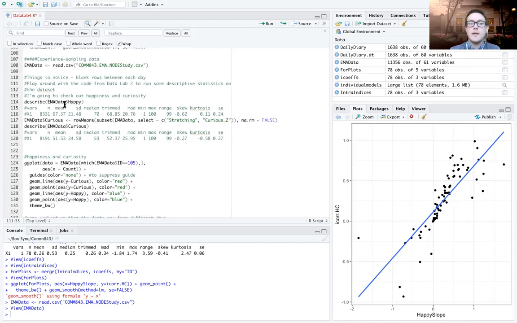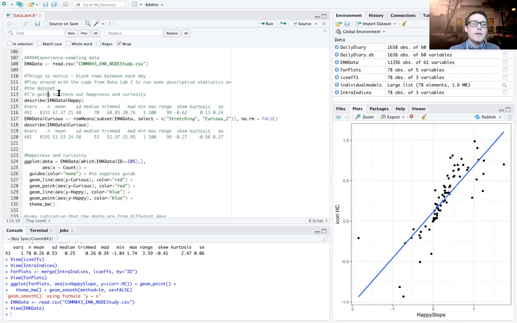And you now have the skills to do that. Essentially, now that you've done it with the daily diary data set, there's not that much different with any other type of intensive repeated measures data that you're going to come across. Okay, so for now, I'm going to check out the happiness and curiosity variables in this experience sampling data.